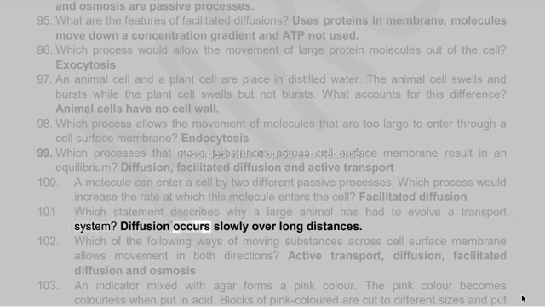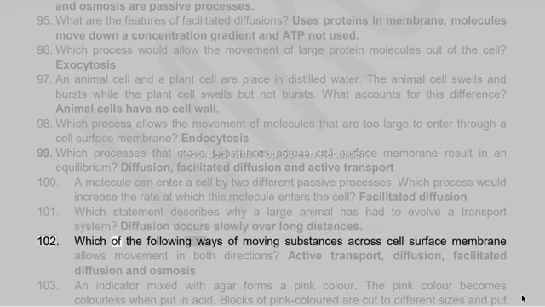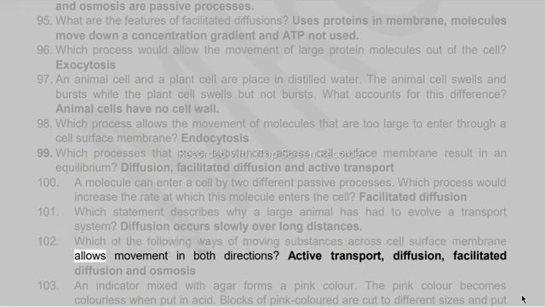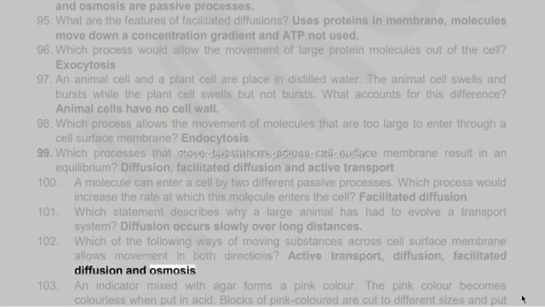Diffusion occurs slowly over long distances. 102. Which of the following ways of moving substances across cell surface membrane allows movement in both directions? Active transport, diffusion, facilitated diffusion and osmosis.